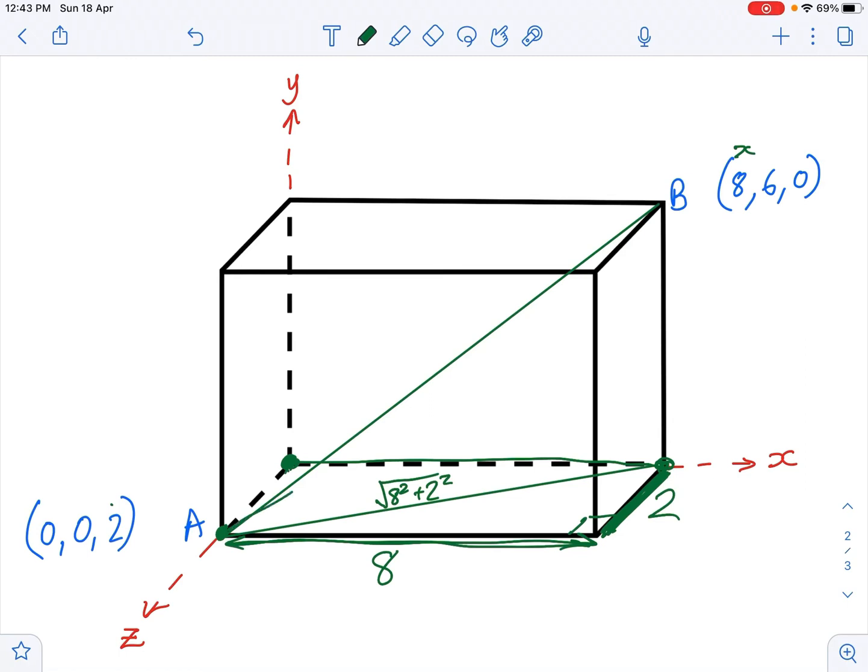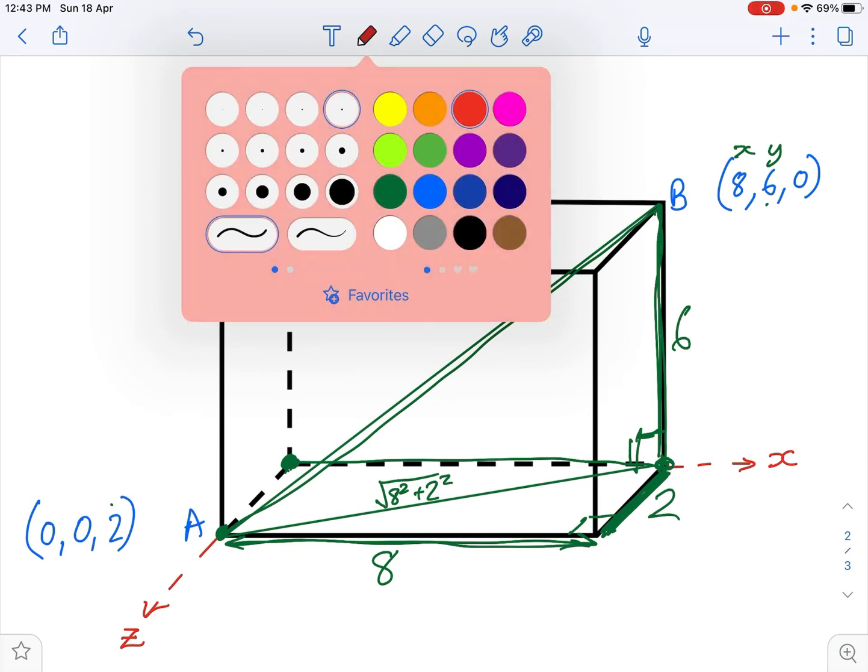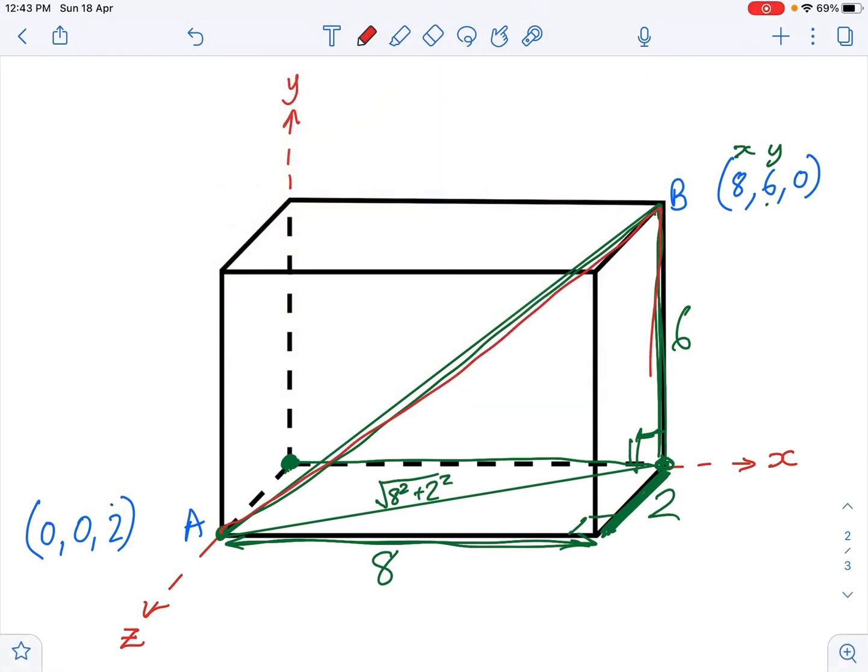Now to find this diagonal, the AB, I'm also going to need this length, and that is the difference in my y coordinates. Well, that has gone up 6. So I now have a right-angled triangle going in here. So for that right-angled triangle, I'm going to square this. Well, when I square it, I just get rid of the square root. So I end up with 8 squared plus 2 squared plus 6 squared, and then square root that answer.